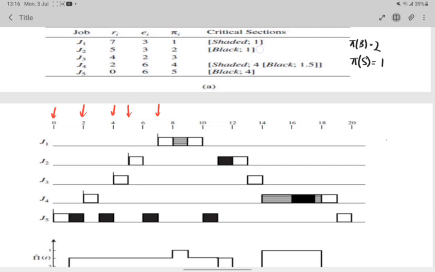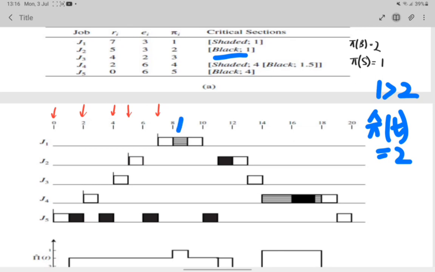Shaded has a higher priority ceiling of the resource, which is greater than the current system ceiling, because since it's executed here, the current system ceiling is according to the priority ceiling of this resource, black, and so is equal to 2. But then the resource priority ceiling of shaded is 1, which is higher than 2, so this resource will get accessed by job 1, and job 1 will get executed.